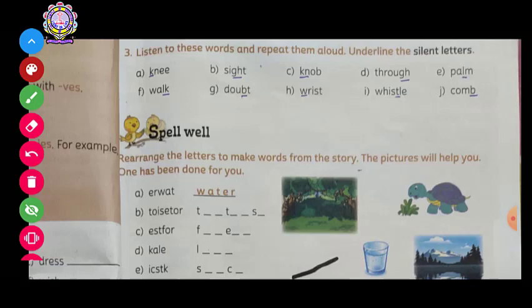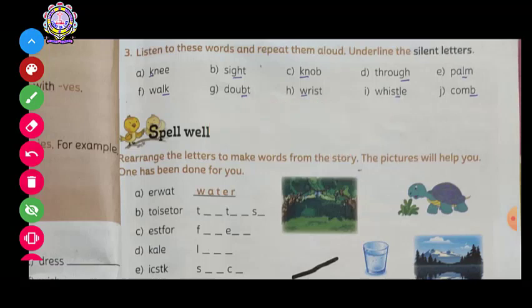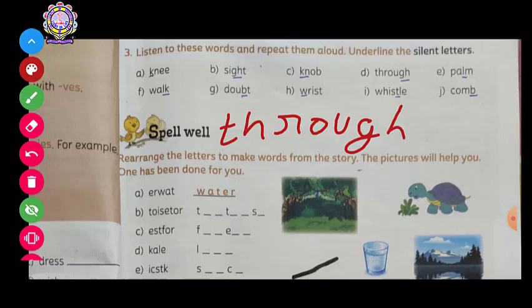Next word. What is it? Through. So your GH is silent. Only "throo" is coming in the pronunciation. But what's the spelling? The spelling is THROUGH. Alright. Isn't it easy and interesting?